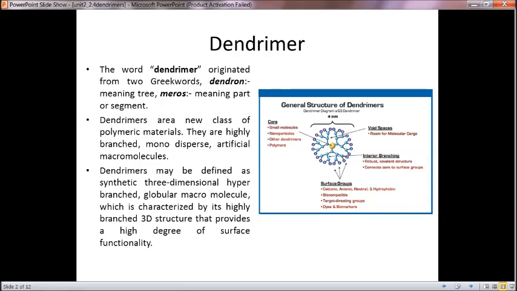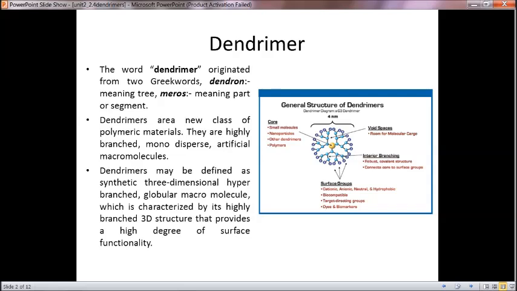They are under 4 nanometer in diameter, as shown in the figure. Less than 4 nanometer itself, they are monodisperse and branched, and it's a three-dimensional hyperbranched structure, providing a high degree of surface functionality. Because of these hyperbranches, there is a high degree of functionality, and so the characteristics are based on the core present and the void spaces, interior branches and surface groups present within the dendrimers.